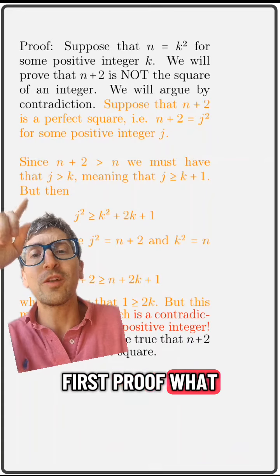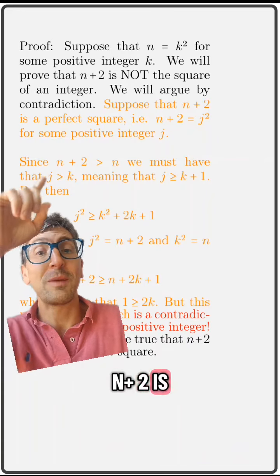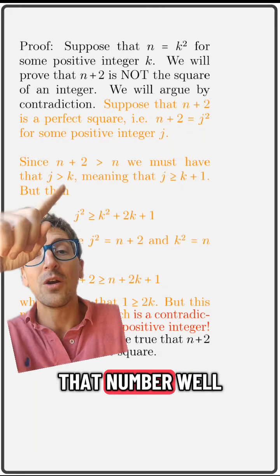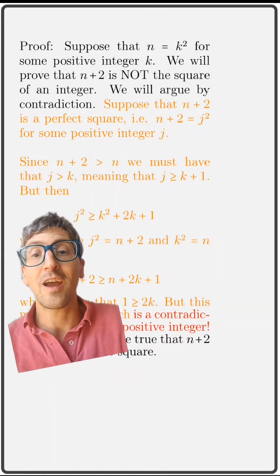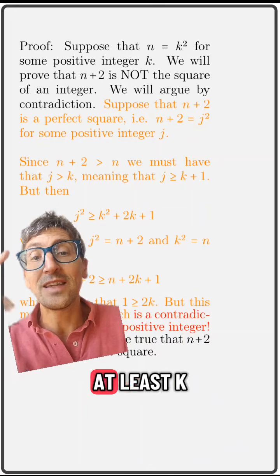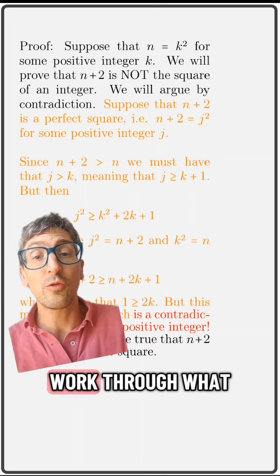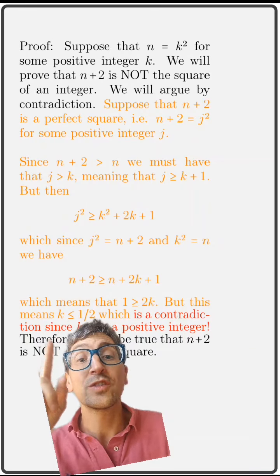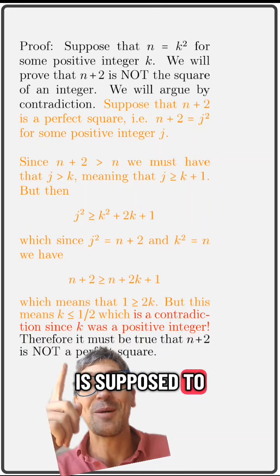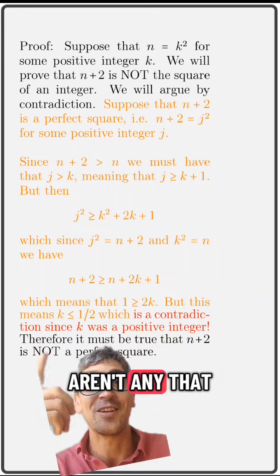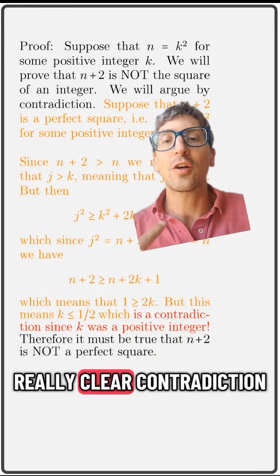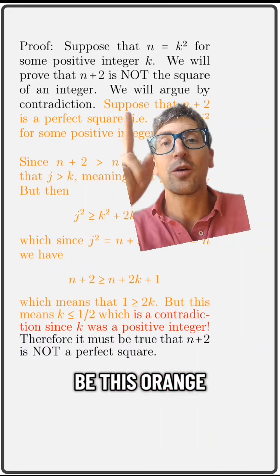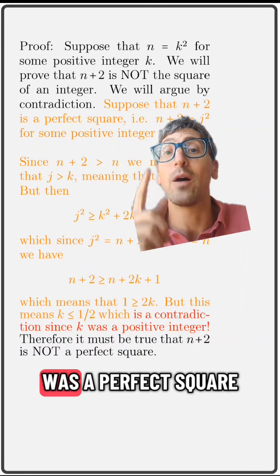And in the first proof, what we start with is saying, well, n plus 2 is bigger than n. And so if we're squaring j to get this number and we're squaring k to get that number, well, that must mean that j has to be bigger than k. And since we have integers, that means it has to be at least k plus 1. And when we work through what this means, we wind up getting that k has to be less than or equal to 1/2, which is a problem because k is supposed to be a positive integer, and there just aren't any that are less than 1/2. We have a really clear contradiction, and that means that somewhere we must have made a mistake, and it must be this orange part here in supposing that n plus 2 was a perfect square.